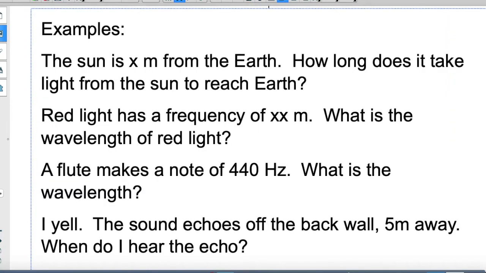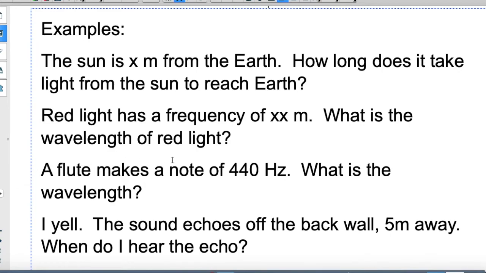Here's an example, or 4 examples. The sun is so many meters from the earth. How long does it take the light from the sun to reach the earth? If you knew how many meters it is from the earth, and you know the velocity, you just do v equals delta x over t, and you can find that time. So that's traveling from point to point. Red light has a given frequency. What's the wavelength? Well, if we know the speed of light and we know the frequency, we can calculate the wavelength, v equals f lambda.